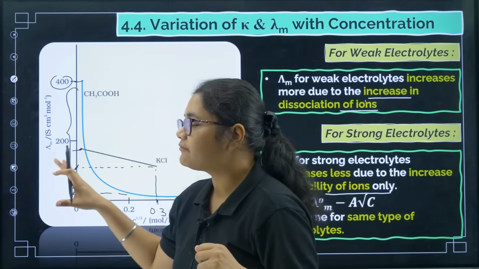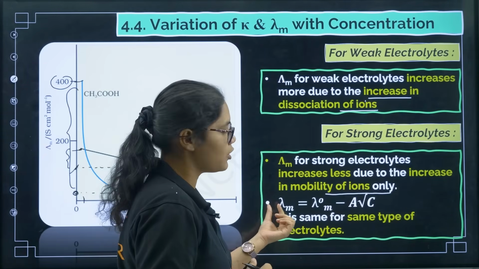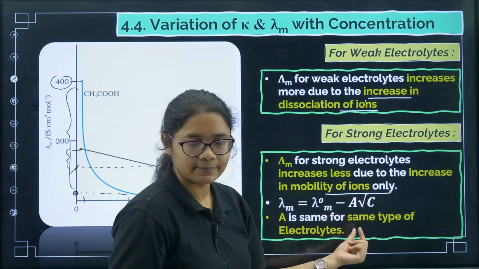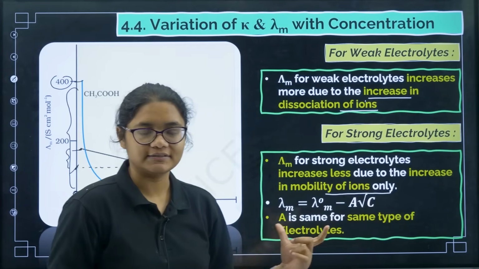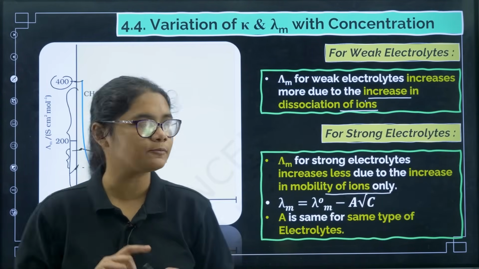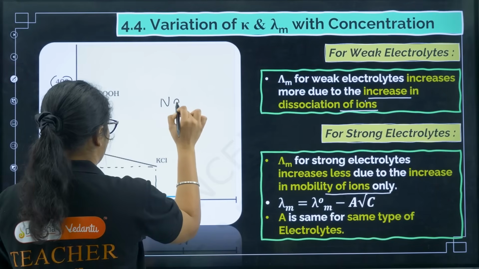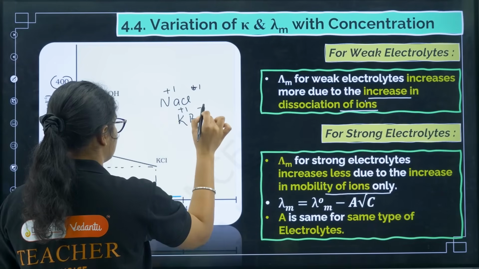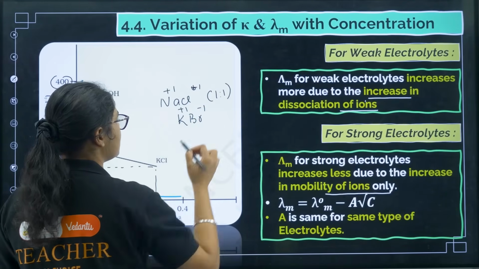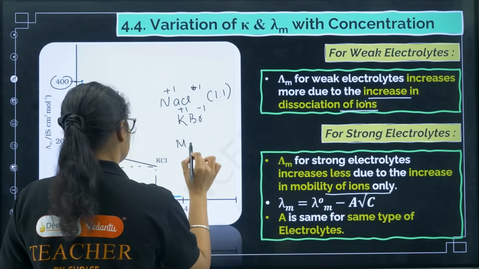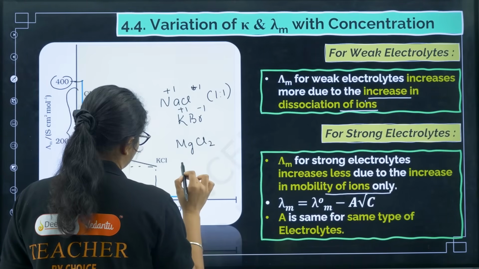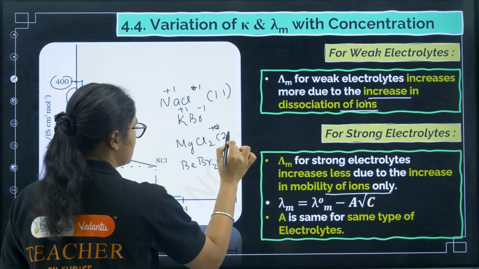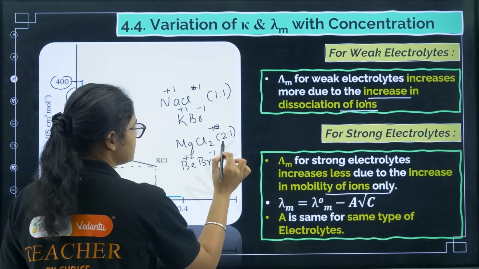Now this graph is expressed in the form of an equation called the Debye-Huckel equation: lambda m is equal to lambda naught m minus A root c. A is the same for the same type of electrolytes. Suppose I have NaCl and KBr. Here I have +1 and -1, and here also +1 and -1, so these are called 1,1 type electrolytes. If I have MgCl2 and BeBr2, Mg is +2 and chlorine is -1, so it is 2,1 type, and this is also 2,1 type.